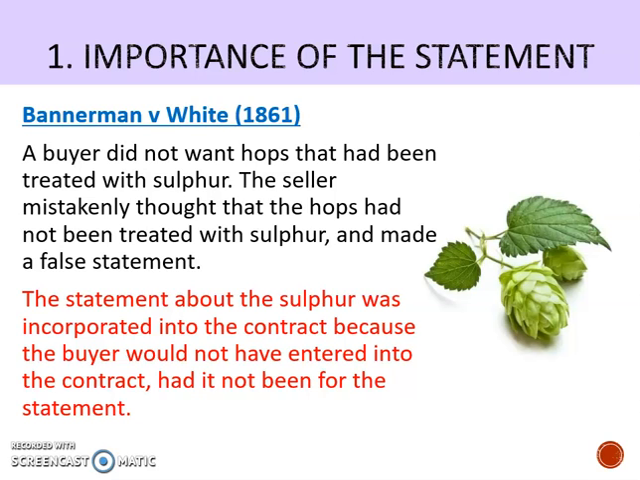In Bannerman and White, a buyer made it clear that he didn't want any hops that had been treated with sulphur. And the seller mistakenly thought that his hops had not been treated with sulphur and made a false statement. And the issue in this case was, was this false statement just a representation, so you can sue in misrep, or was this false statement actually a term so that you could sue for breach of contract?